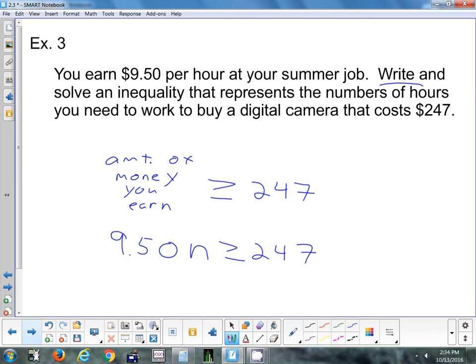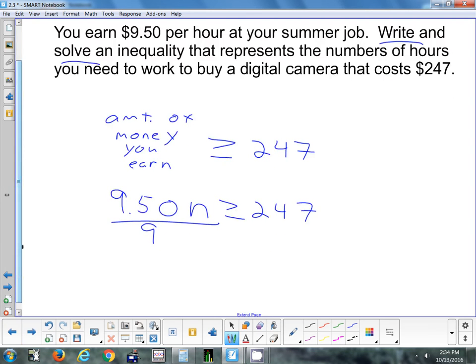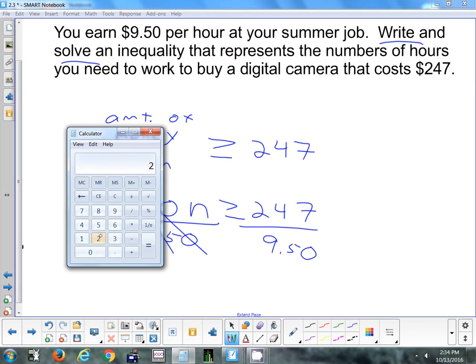I wrote it. Okay, now I need to solve it. All right, so Marissa, how do I solve that? Dividing 9.50. Divide by 9.50 on both sides. Okay, so let's use our calculator. Divide by 9.50, and we get 26. So that means you have to work how many hours?